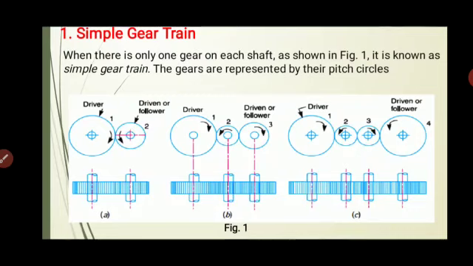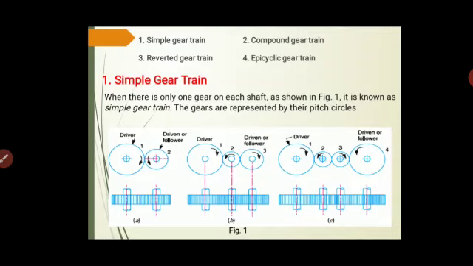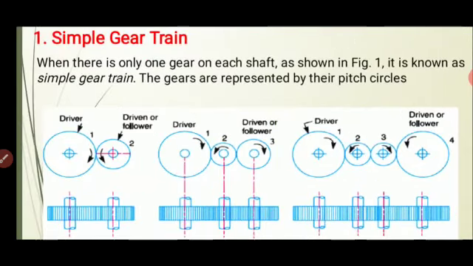So let us look into the velocity ratio of a simple gear train. For analysis purposes, we'll use figure B, and with respect to figure B, we can find the velocity ratio. Let us define some terms here. The number of teeth on the driver gear or gear 1 is T1. On gear 2 it is T2, and on gear 3 or the driven it is T3. The speed of the driver is N1, the speed of the idler or intermediate gear is N2, and the speed of the driven or the follower is N3.